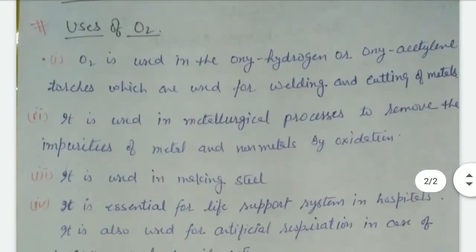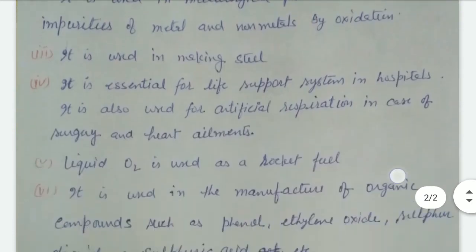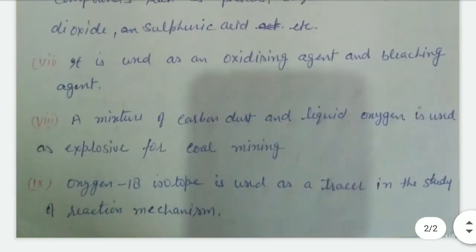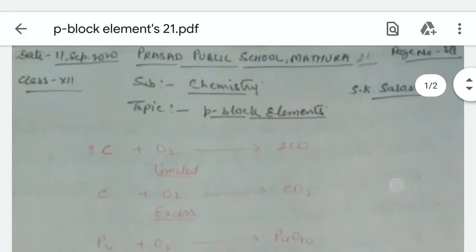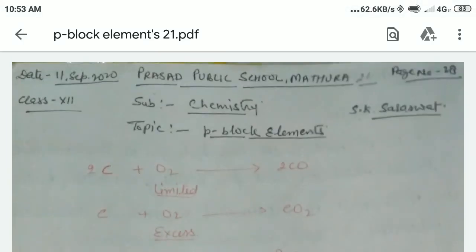There are some uses of dioxygen. You can read them properly.